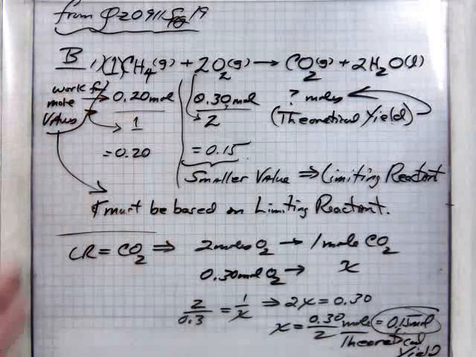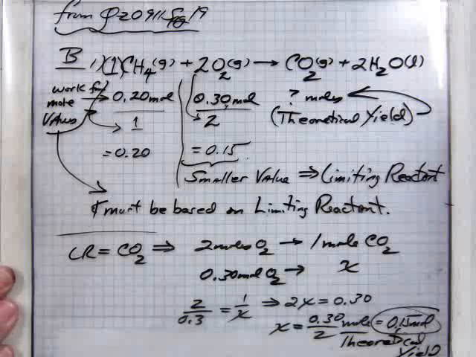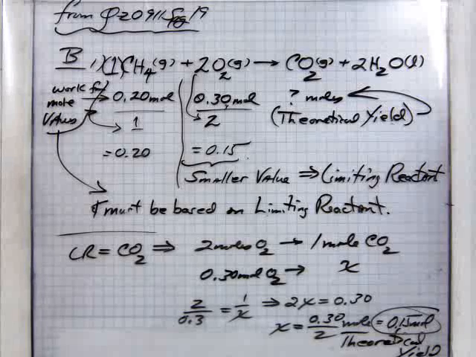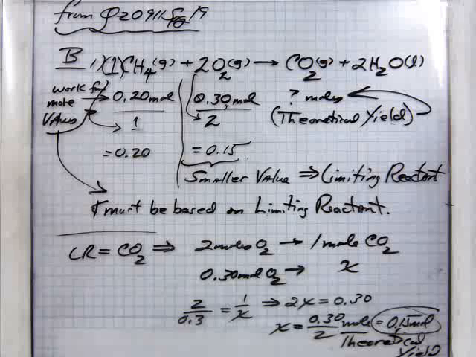So what I've outlined here is convert to moles. Once you get moles, or if it's already given, you divide by the respective coefficient to find the limiting reagent, and then work the problem based on that limiting reagent.